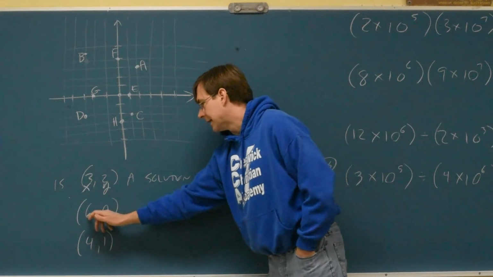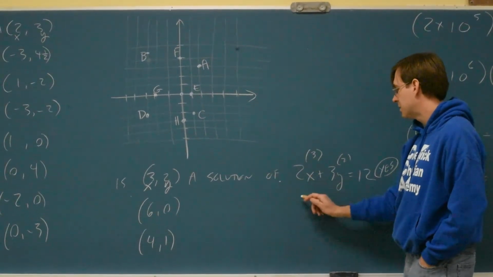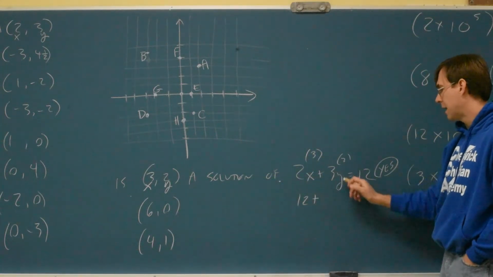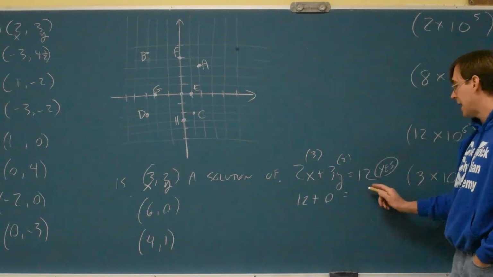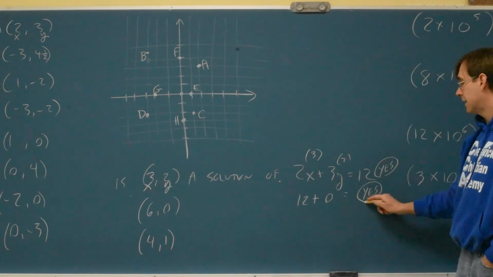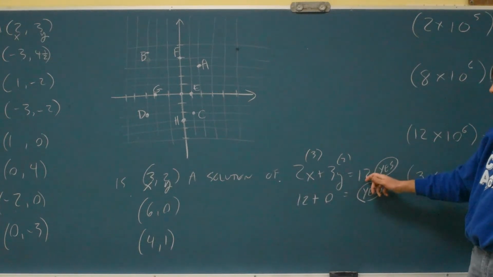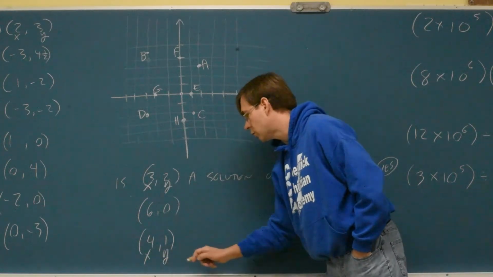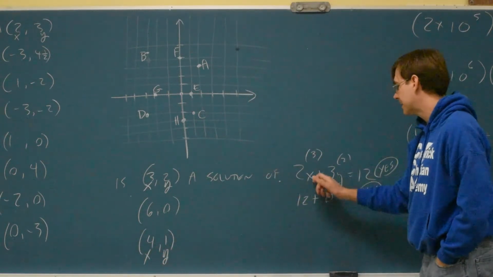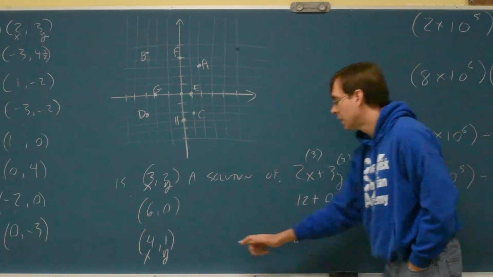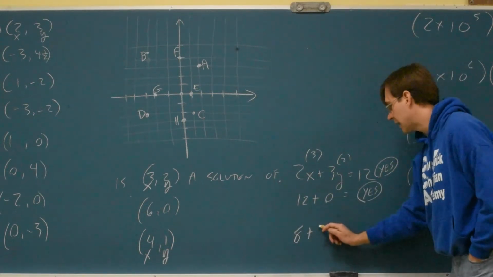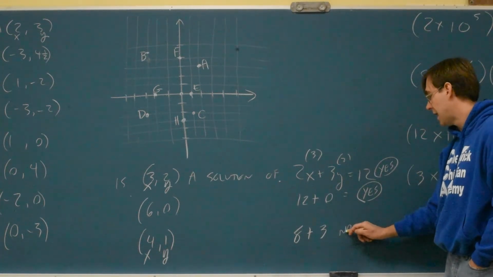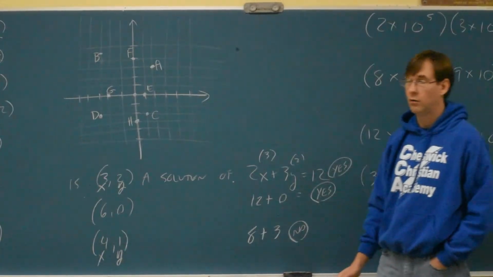If we would try to put this in, 6 goes in for x, 2 times 6 is 12. Put the 0 in for y, 3 times 0 is 0. That does add up to equal 12. So that's another yes. As long as things add up in this problem to make 12, we just keep saying yes. One more try. 4 is the x, 1 is the y. If 4 goes in for x, 2 times 4 is 8. If 1 goes in for y, 3 times 1 is 3. 8 plus 3 makes 11, so this time no, because the goal was to make 12.